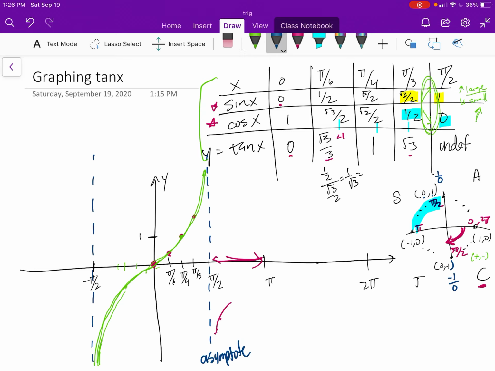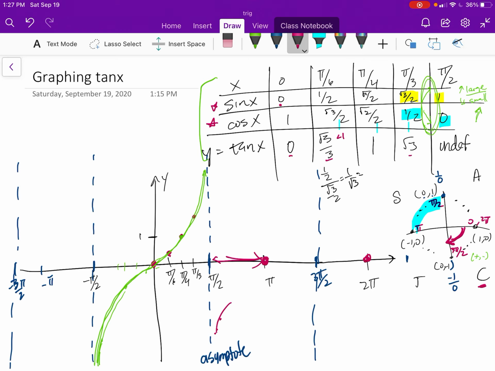Anytime we get to the y-axis, I'm going to have something divided by 0 on the unit circle. So pi over 2, 3 pi over 2, right? 5 pi over 2, negative pi over 2, negative 3 pi over 2, and so forth. I will have all of these asymptotes. But the graph continues to follow this pattern.